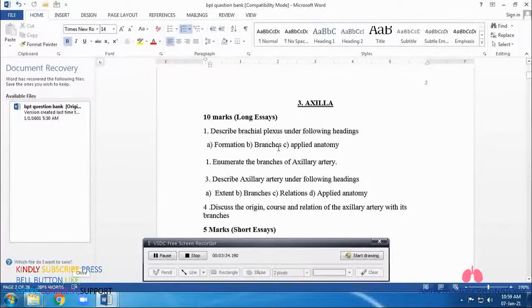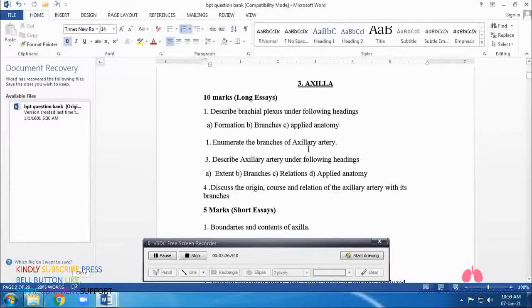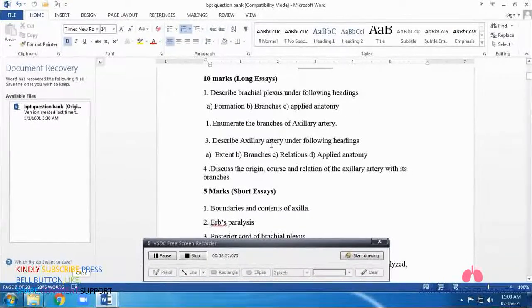Now the next, branches of axillary artery. Axillary artery is a continuation of subclavian artery. You need to write about the branches of the first part, second part, and third part in detail, and where they supply. Again the same question on axillary artery: extent, from where to where it extends, branches, relations, applied anatomy. Now the next one is: discuss the origin, course, and relations of axillary artery with its branches. Again, axillary artery is asked many times in different ways. Coming to the 5 marker, boundaries and contents of axilla.